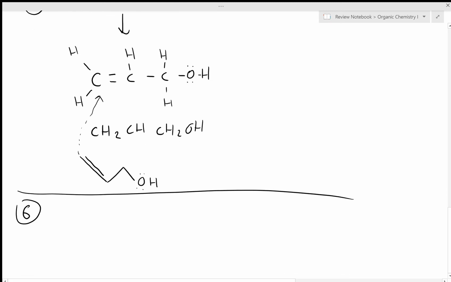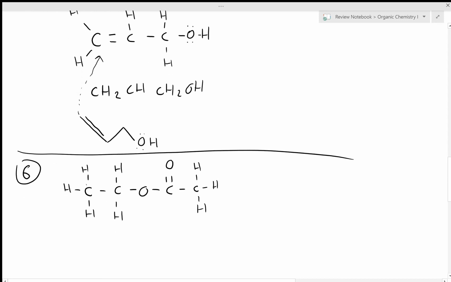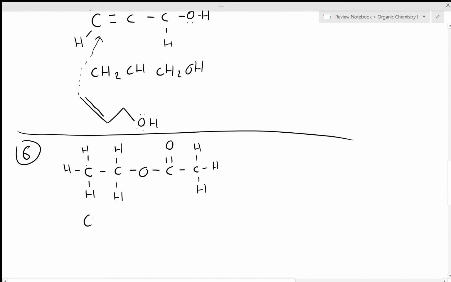So, I'll draw it out for you. I got my CH3, CH2, an oxygen in the middle this time, and then a carbon double bond oxygen with a CH3 at the end. So maybe this helps: CH3, CH2, O, CO, CH3.